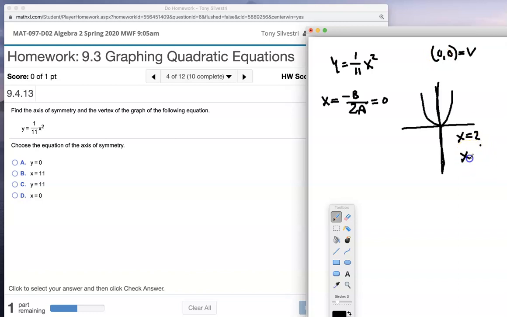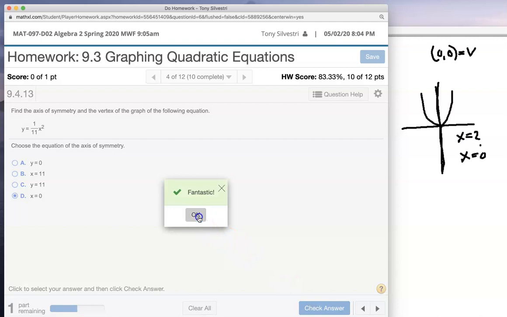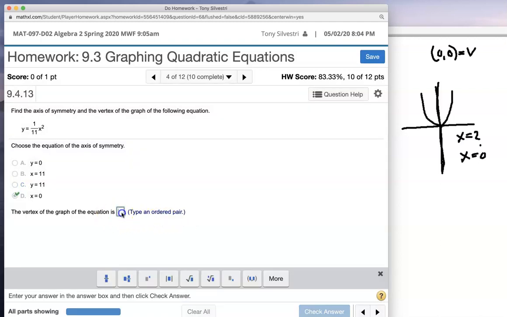So x has got to be equal to 0 for that. These other ones are y equals, horizontal lines, so those are distractors. This is the one. X equals 0 because the x coordinate of the vertex is 0. Fantastic. I think they're going to sneak another one. And so the vertex of the graph is (0, 0).